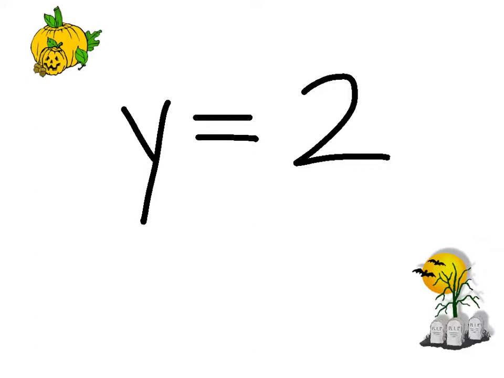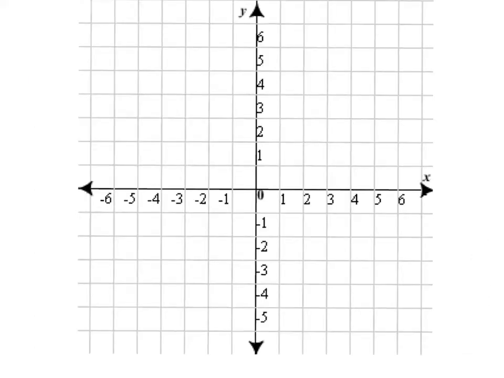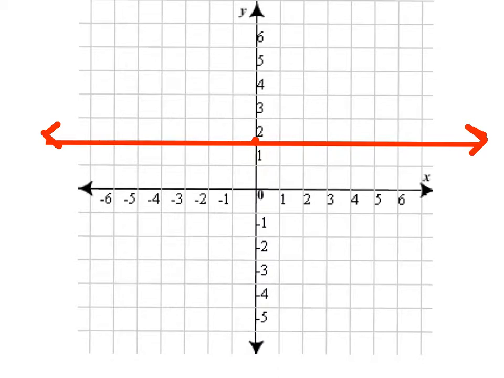Okay, for the first example, we have y is equal to 2. So we have our graph. When y is equal to 2, we put our point on y is equal to 2 when x is 0. So our point goes right there on the y-axis. And our line just goes straight across, horizontally. At this point, no matter what your x is, your y is always going to be equal to 2, and that's how we graph that function, okay?